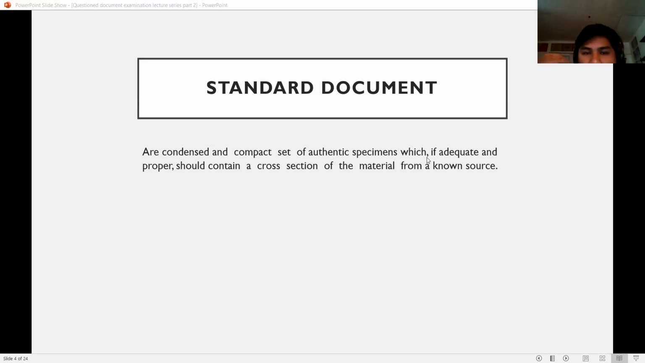And the other standard document is the requested standard or the dictated standard. They are standard documents which are executed upon request, from the word requested. They are executed upon request.